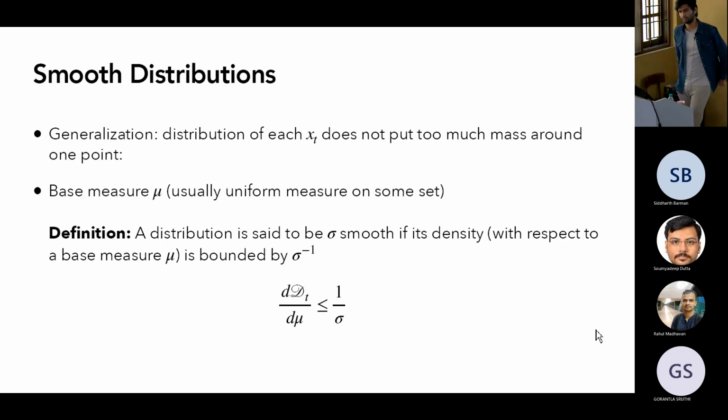Yes. So basically, I'm just trying to understand this. If sigma is high, it means the variation is quite low. If sigma is high, the variation is quite low.